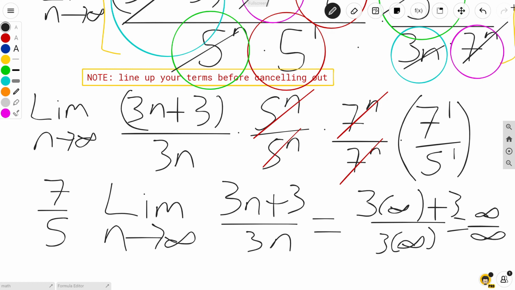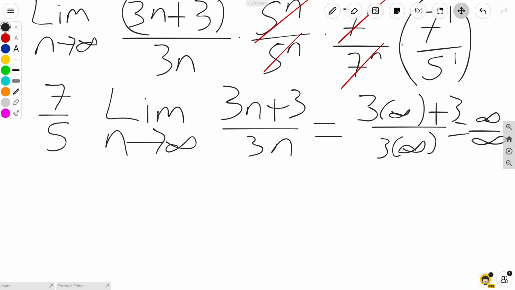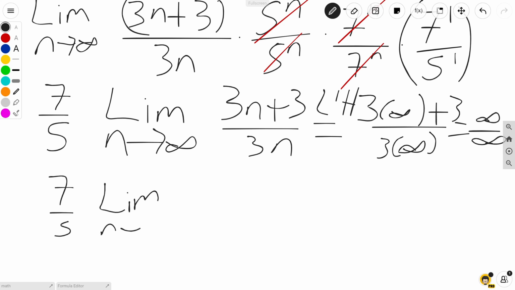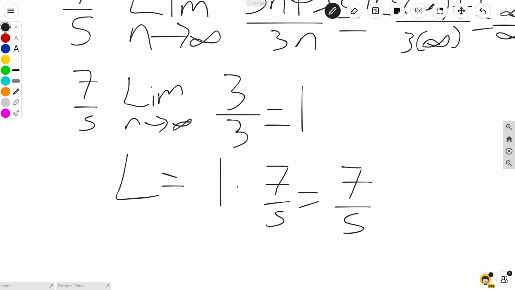If you've been around calculus long enough, you know this is basically asking us to apply L'Hopital's rule, so we put the little symbol for L'Hopital's rule. We get 7 divided by 5 as our constant, times the limit as n approaches infinity of (3n + 3) over 3n. The derivative of 3n + 3 is 3, since the derivative of 3 is 0, and the derivative of the denominator is just 3, which gives 1. So L is equal to 1 times 7 divided by 5, or simply 7 over 5. This is what L is equal to.